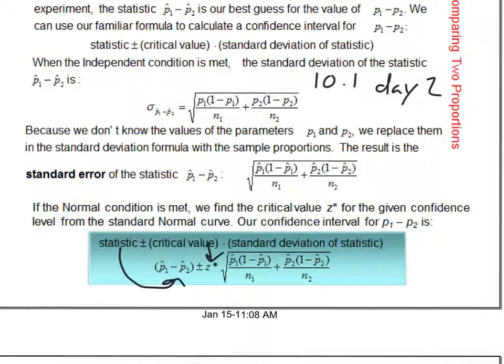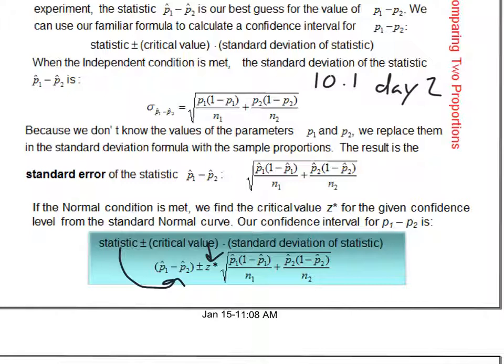The common ones we would see would be 1.645, 1.96, 2.576. Hopefully those seem a little bit familiar. That's 90, 95, and 99% respectively.